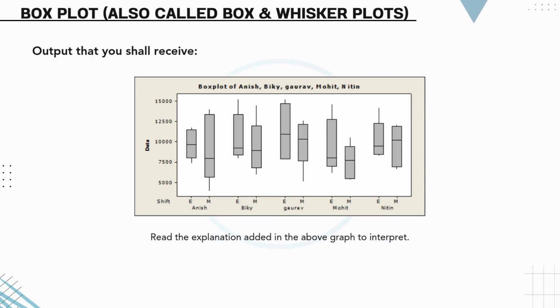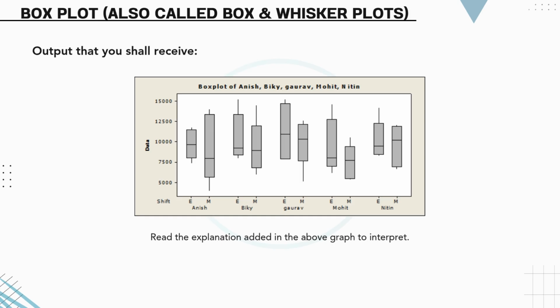This slide shows the output generated when we use Option 4, Multiple Ys with groups in Minitab. In this plot, we are comparing collection performance across two shifts, E equals evening, M equals morning, for 5 individuals: Anish, Biki, Gaurav, Mohit, and Nitin.